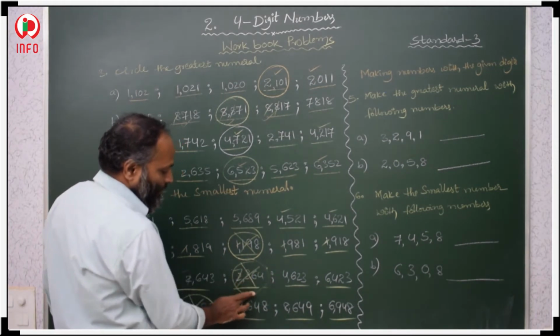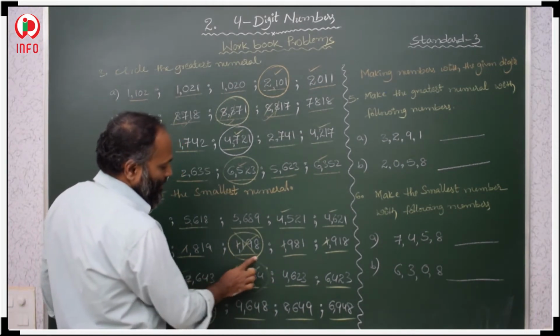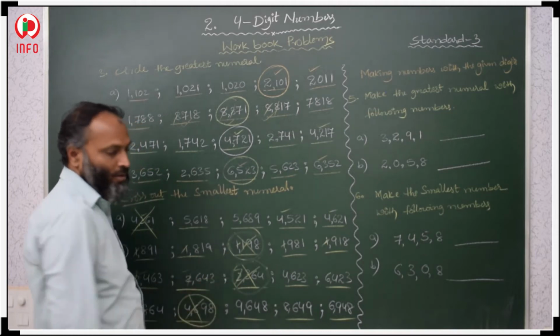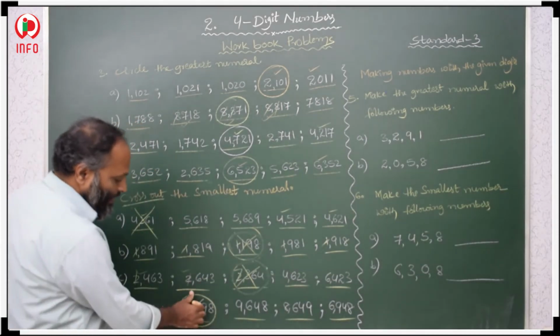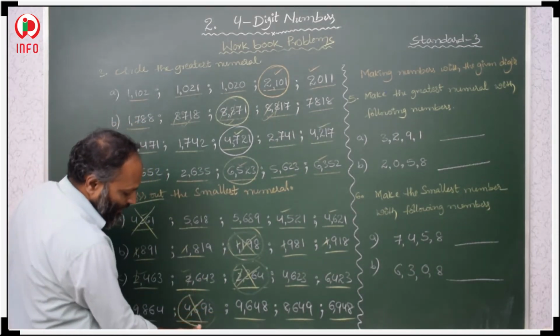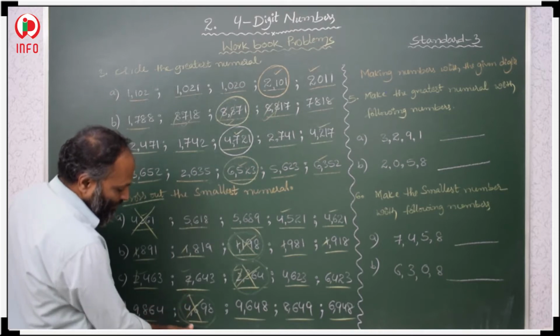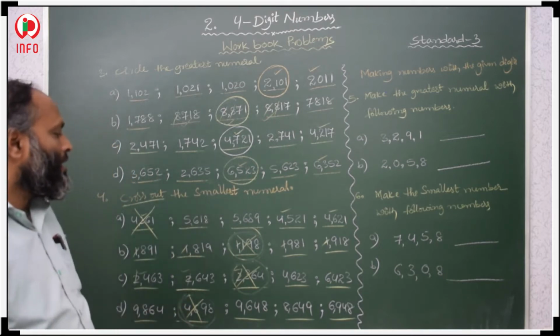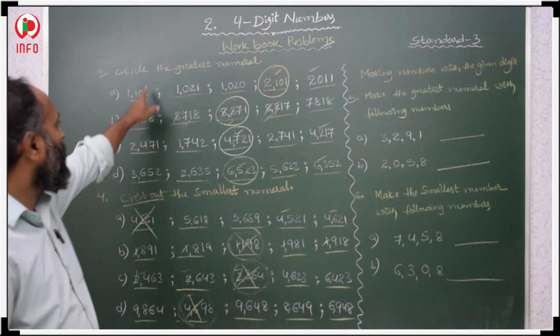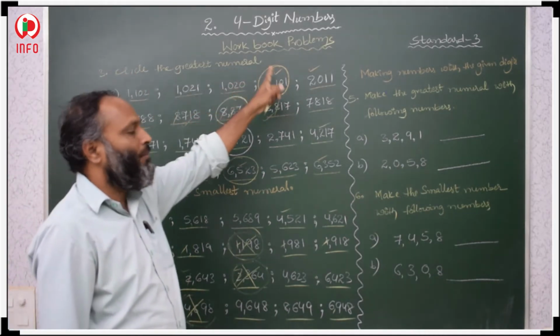All these circles, no need for these circles. Only cross out. Okay. Only cross out the number. Which one is smaller? That number we have to cross out. Okay. So here, where he is asking for a circle, we make a circle.